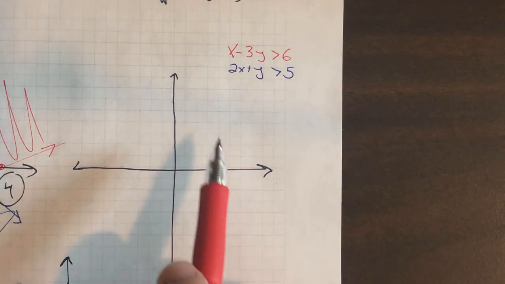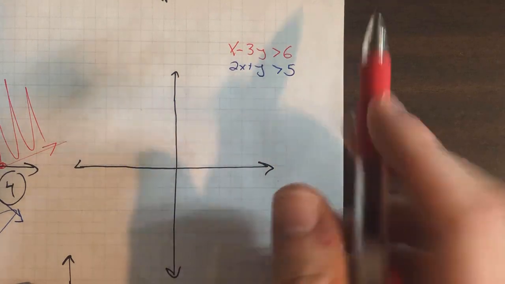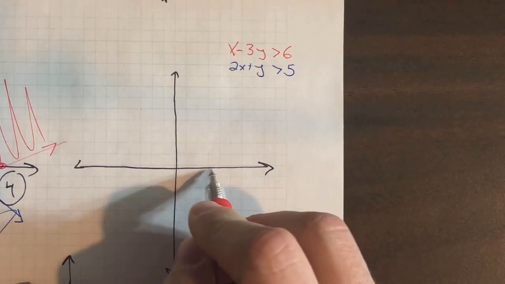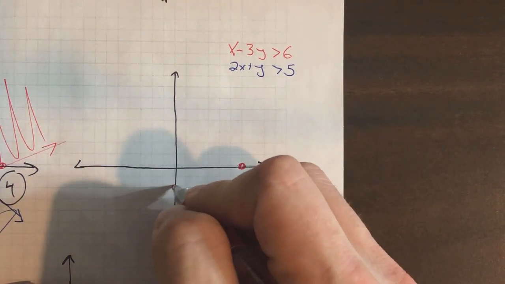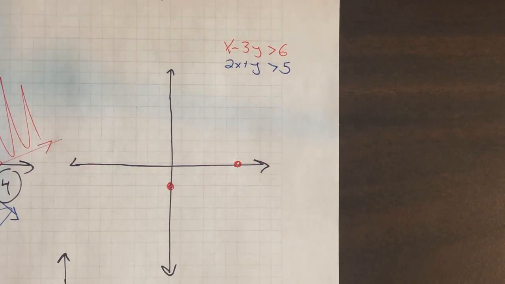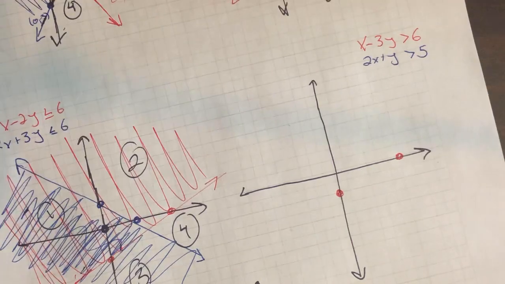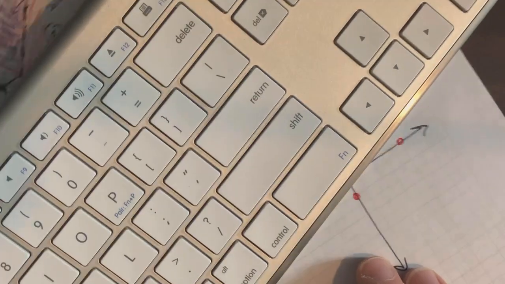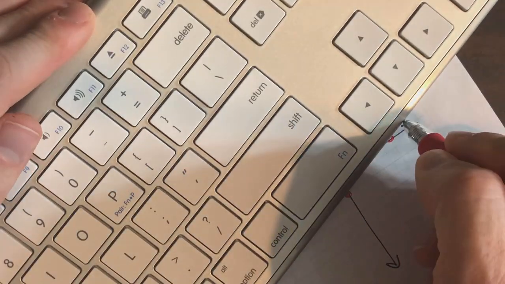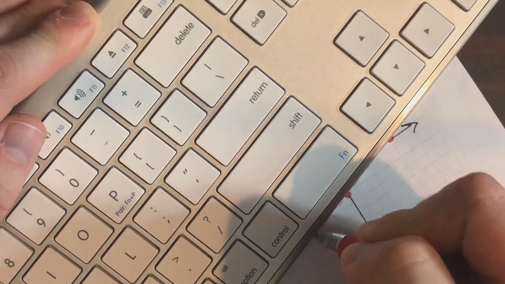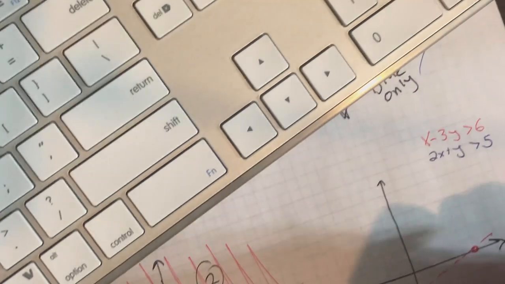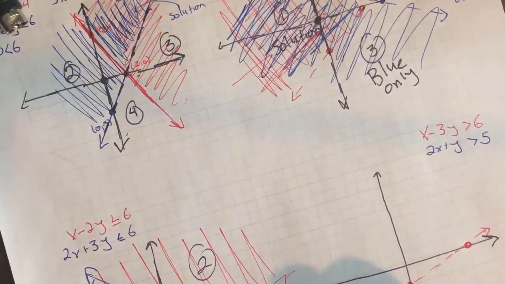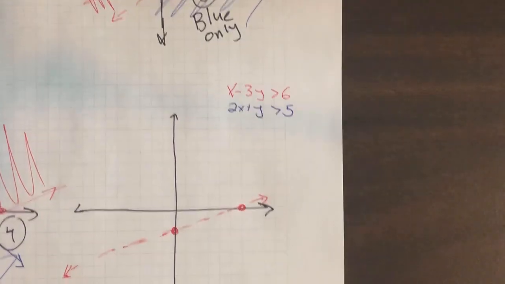On this last one, first, boundary line. X is 6. 1, 2, 3, 4, 5, 6. Y is 0. Y is -2. And X is 0. I take the points. I connect them with a dotted boundary line because it is not "or equal." Okay? And remember the HB rule. Arrows on the end. HB, don't kill me, HB. I got it. All right.